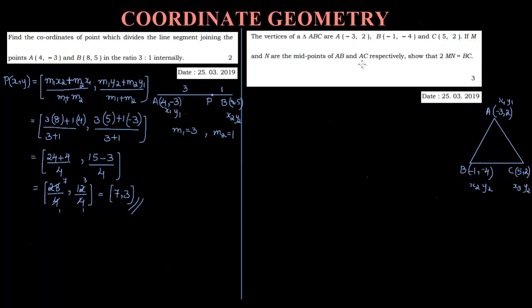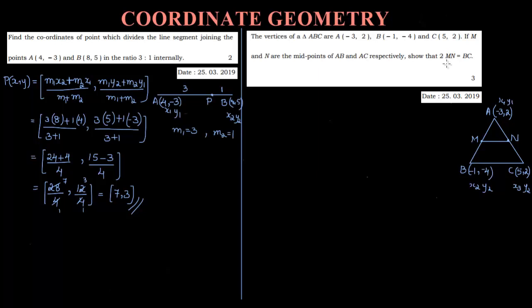So M is the midpoint of AB. Let me just write here. And N is the midpoint of AC. So A and C, it is here. Right? So they have given you the two midpoints. And this is M and this is N. Okay. And they are asking you to show that 2MN is equal to BC. So you need to find that the value of BC is twice the value of MN, right?